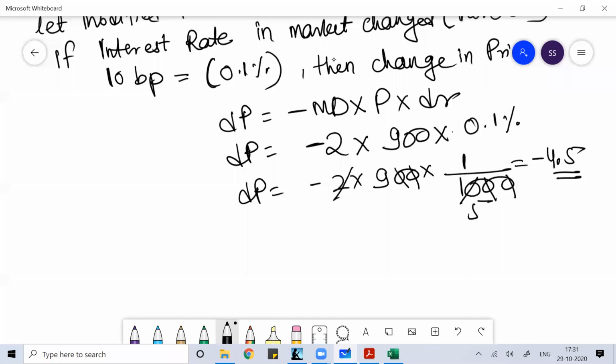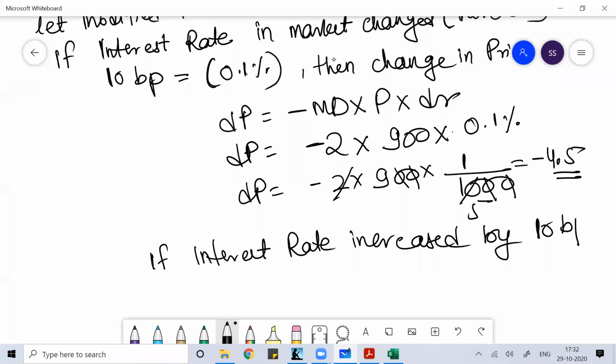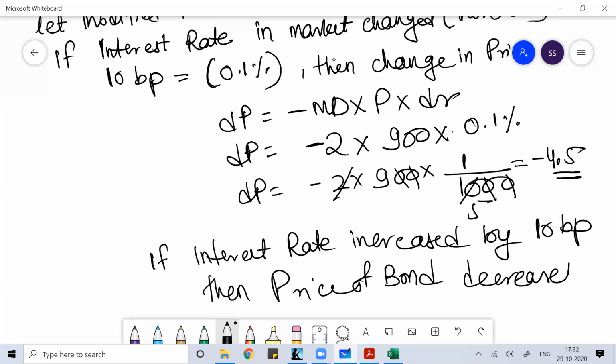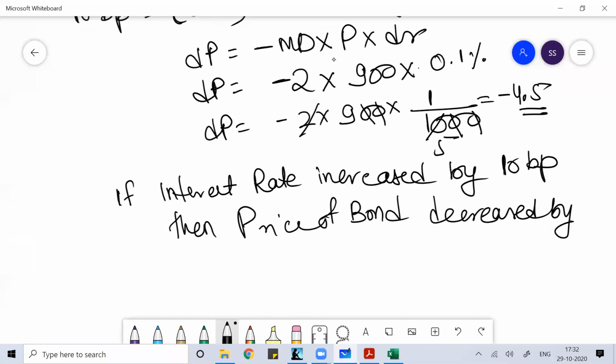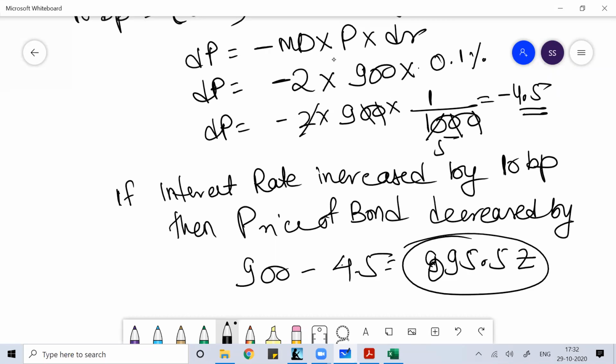It means that if the interest rate increases by 10 basis points, then the price of the bond decreases. Earlier it was 900 rupees, now it decreases by 4.5. The interest rate increases, so the price decreases. It will become 895.5. So we know that the price and the interest rate are inversely proportional.